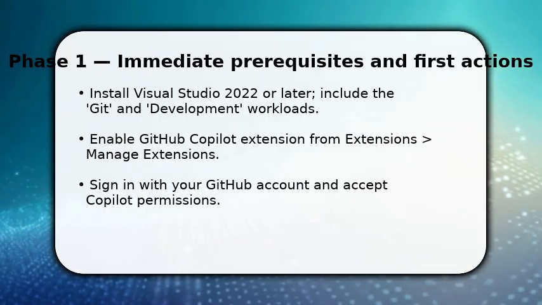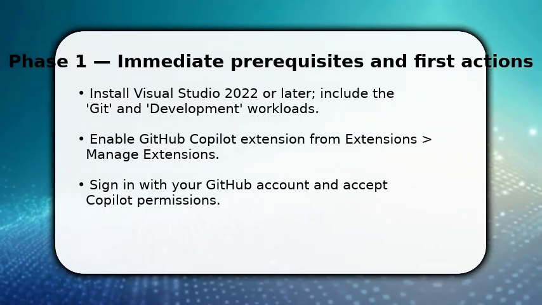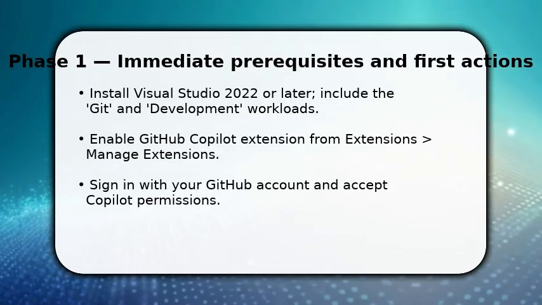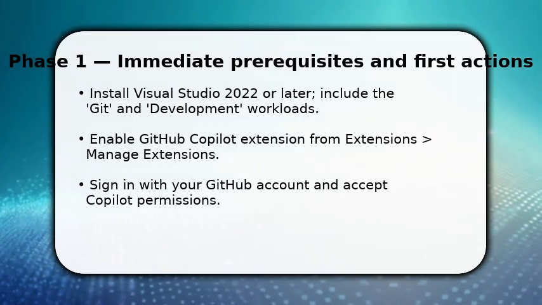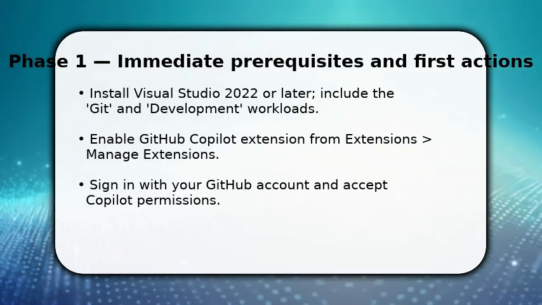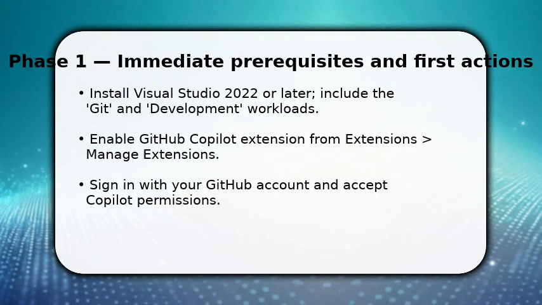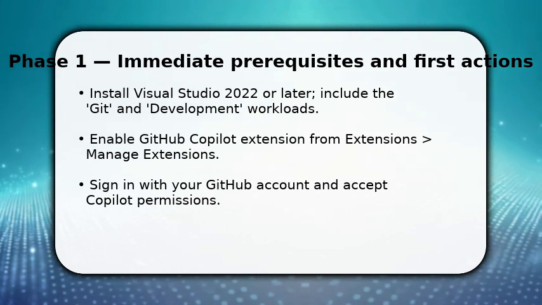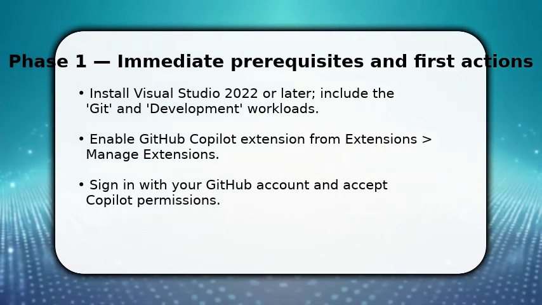Next, sign in to GitHub inside Visual Studio so Copilot can access your account. Make sure your license or trial is active and grant the extension permissions. Finally, restart Visual Studio if prompted. This activates the extension and prepares the editor to generate suggestions as you type.